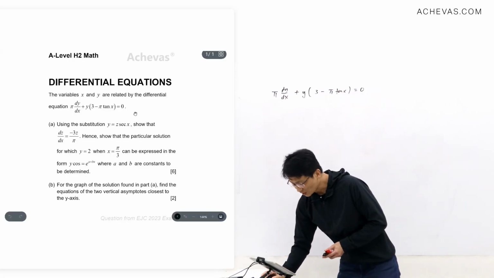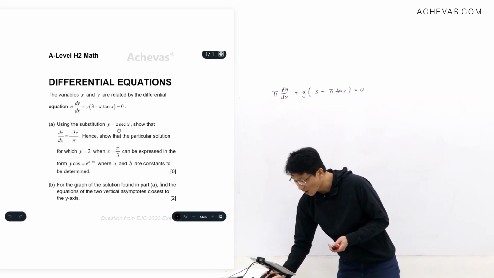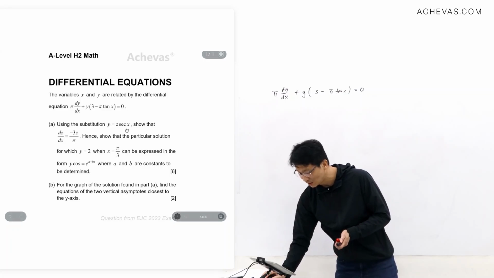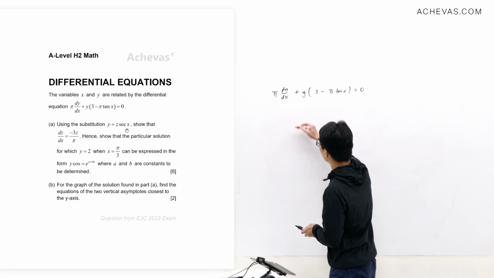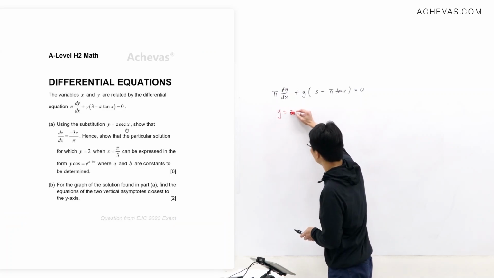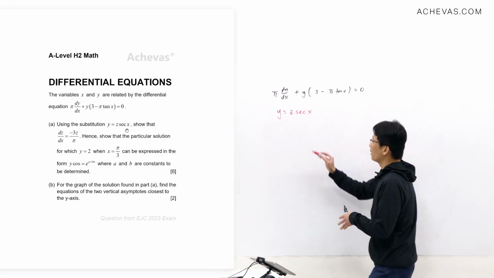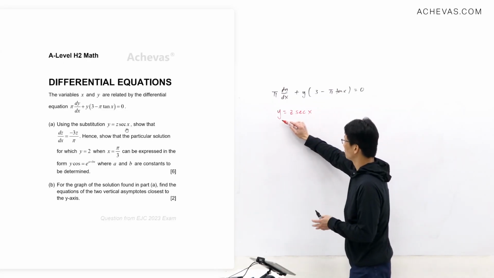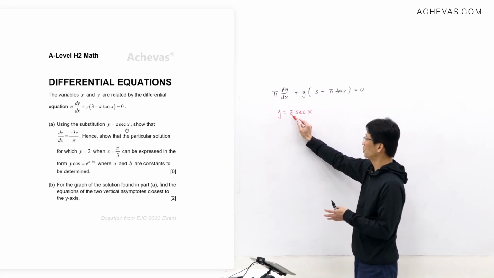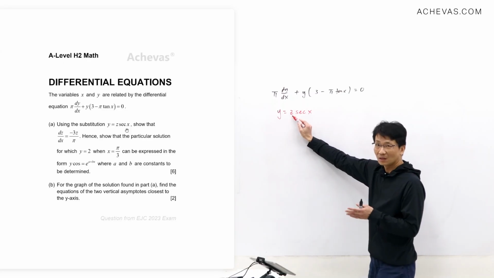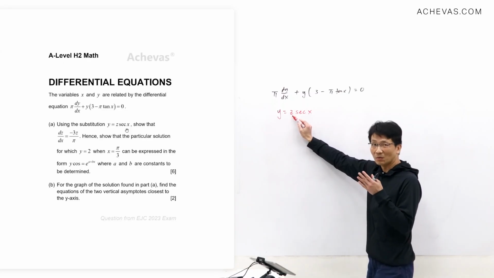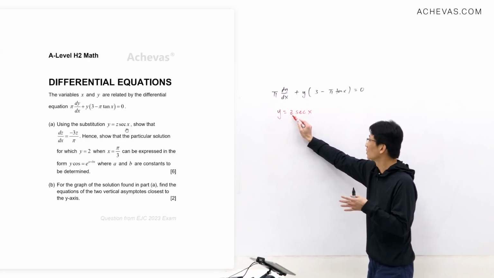So the first part of the question, you are supposed to use the substitution y equal to z secant x to show that dz over dx equal to minus 3z over pi. So the substitution is y equal to z secant x. All right, so take note when we are given an expression for the substitution like this, we are not supposed to treat this like a constant. If it's a constant, they will specifically say so.